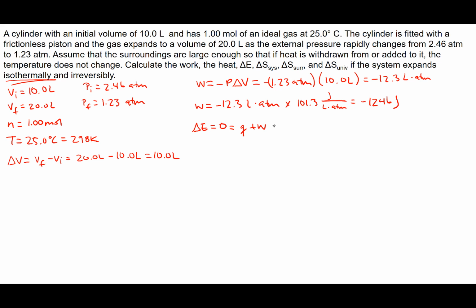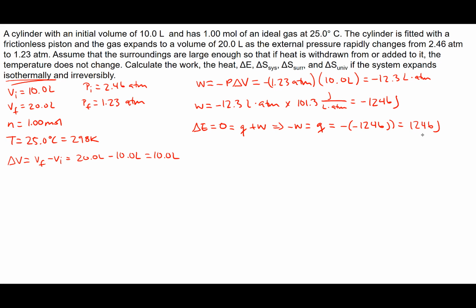And so if we rearrange that, what we get is that negative work is equal to Q. We just calculated work, so all we have to do is plug that in here. So we get negative times negative 1246 joules. And so the heat is going to be 1246 joules. You can shorten that down to 1.25 kilojoules or so, but I'm just going to keep it like this for right now. So we got that first half done.